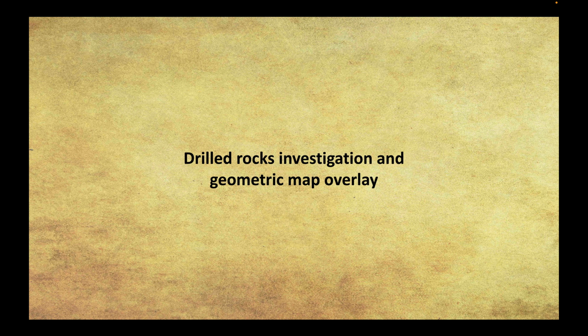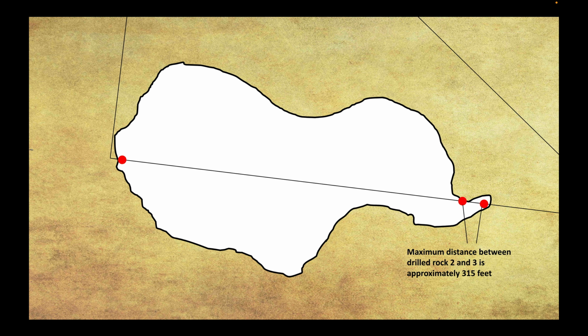So we will start with a drilled rock investigation in relation to the geometric map here. The geometric map from the Northumberland manuscript and sonnets results in a 3-4-5 triangle having three dots on it. And these three dots are positioned in a very special place. We have two dots very close to each other, and if this distance is one, then the distance to the third rock, reference point, is 17 in proportion.